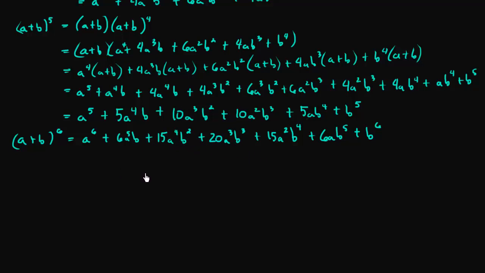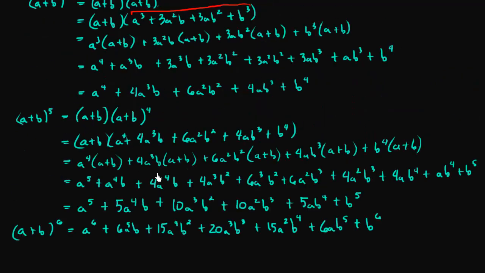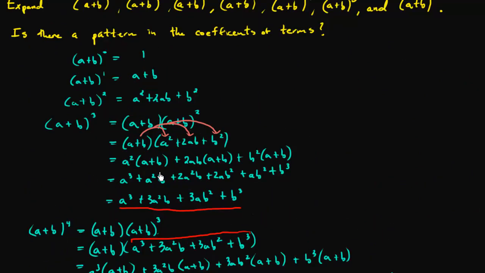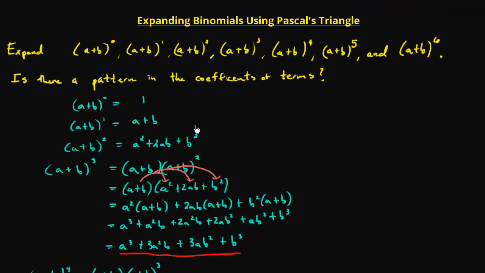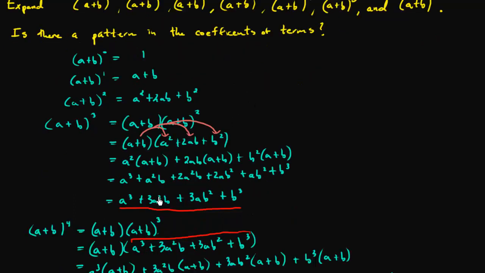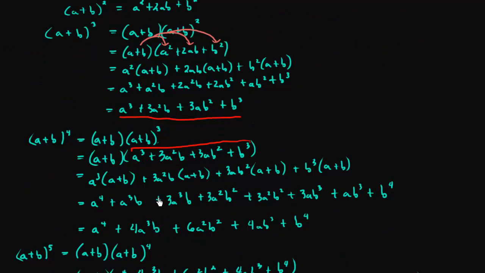So let's think about this for a second. It says in the question above, is there a pattern in the coefficients of terms? So let's look for some patterns here in just the polynomials that we've expanded.